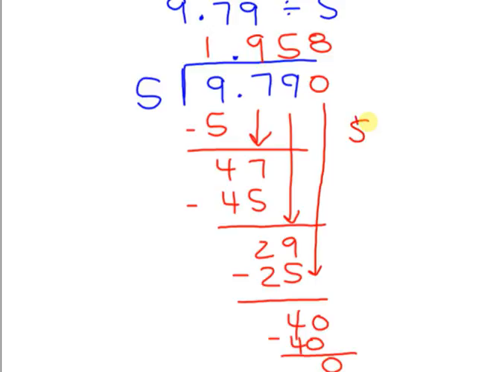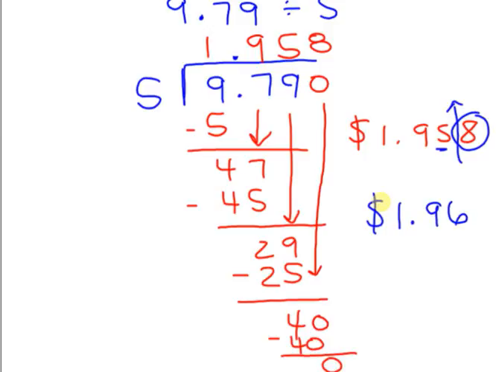So you end up with 1.958. But we need to round to the nearest cent, which is going to be the hundredth. This 8 right here tells us we're going to round up. So it's going to be $1.96 per pack.